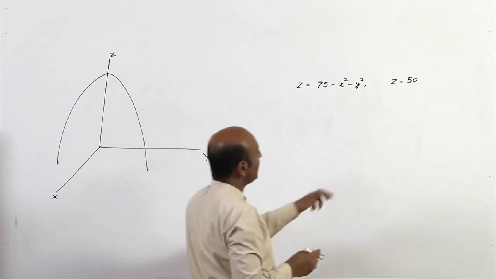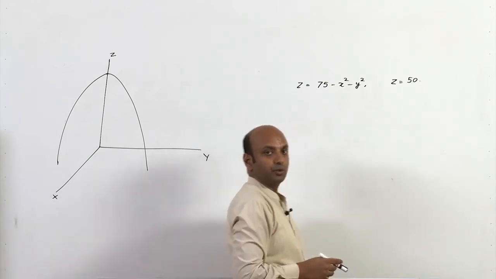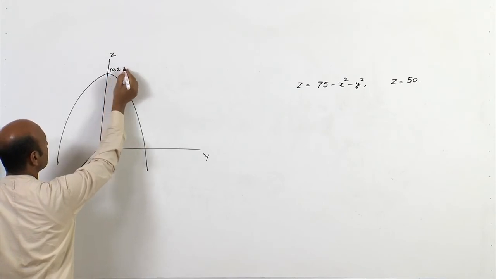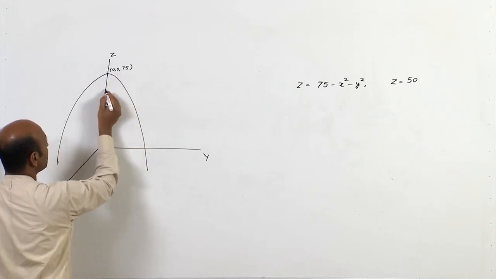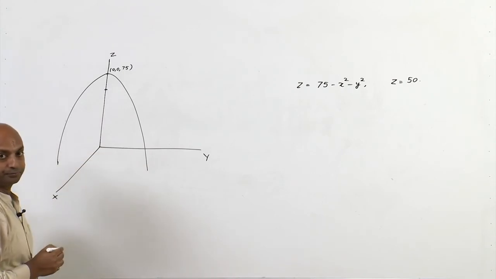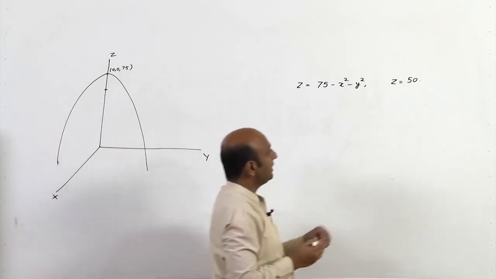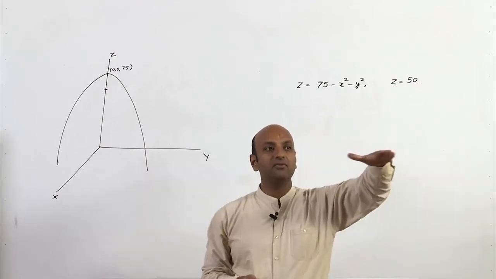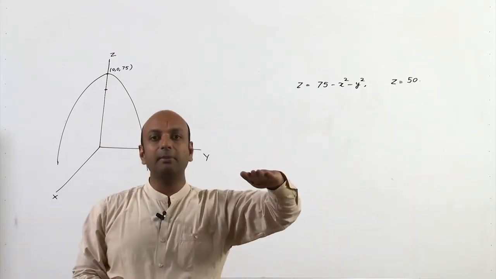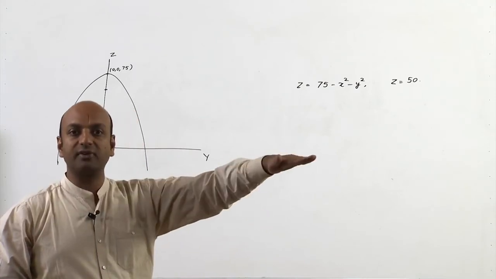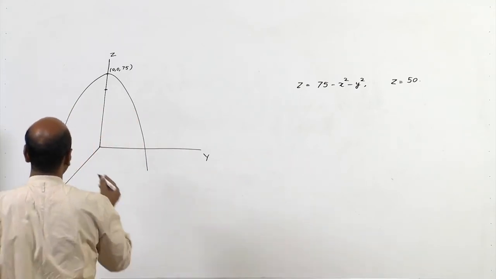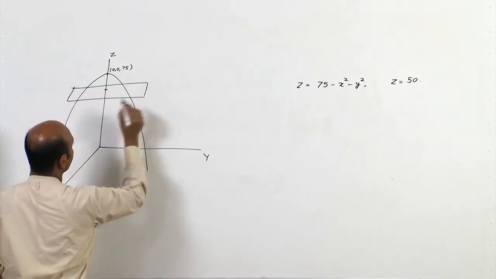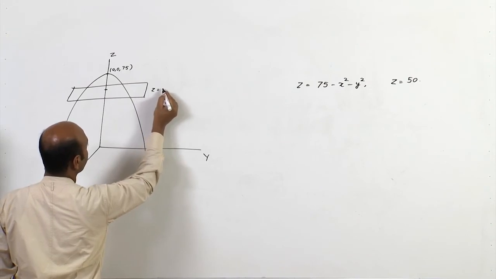Now, we have a plane z equal to 50. This is the point 0, 0, 75, and here suppose we have z equal to 50. z equal to 50 is a plane where x and y may be anything, but z is always 50. So it gives a plane of this type.